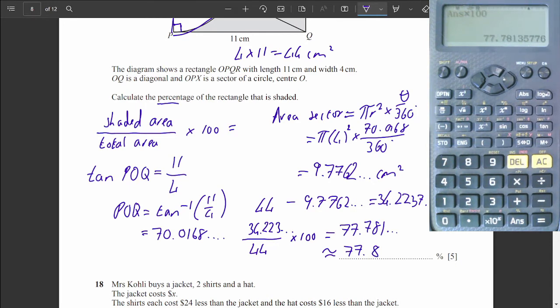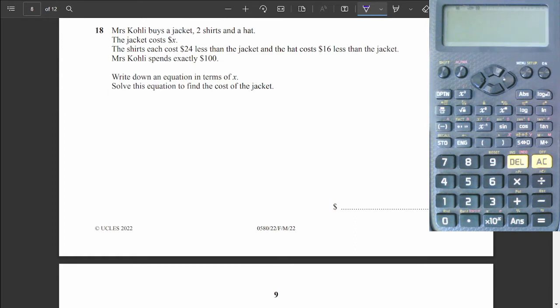Well done. Question 18. Read all the information very carefully. Mrs. Colley buys a jacket, 2 shirts, and a hat. So the jacket costs x. The shirts, remember there's 2 of them, so you have to multiply the cost of each one, the cost of the jacket minus 24. These brackets are important. And then the hat costs $16 less than the jacket. Again, so this is x minus 16, not x minus 24 minus 16.